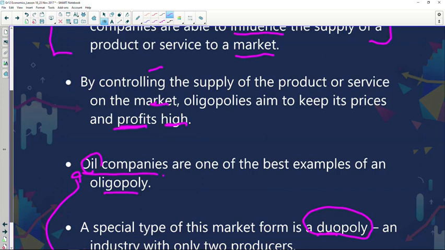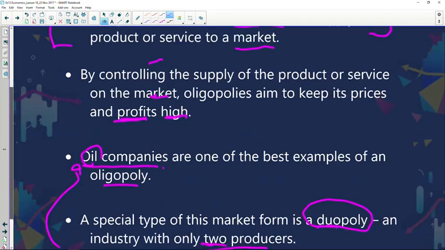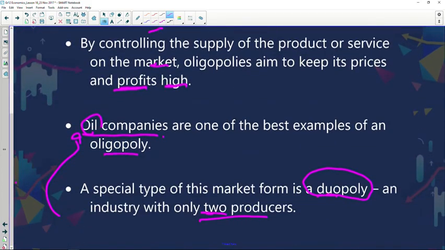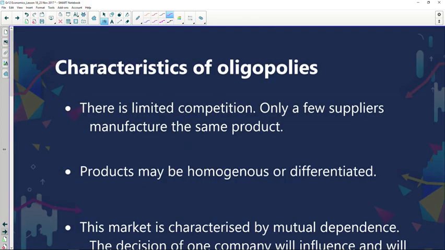An oil company will be an example of what an oligopoly is, and then also you do find yourself in a situation where you've got two companies or producers that produce a particular item. All right, so let's learn more about this special type of market.